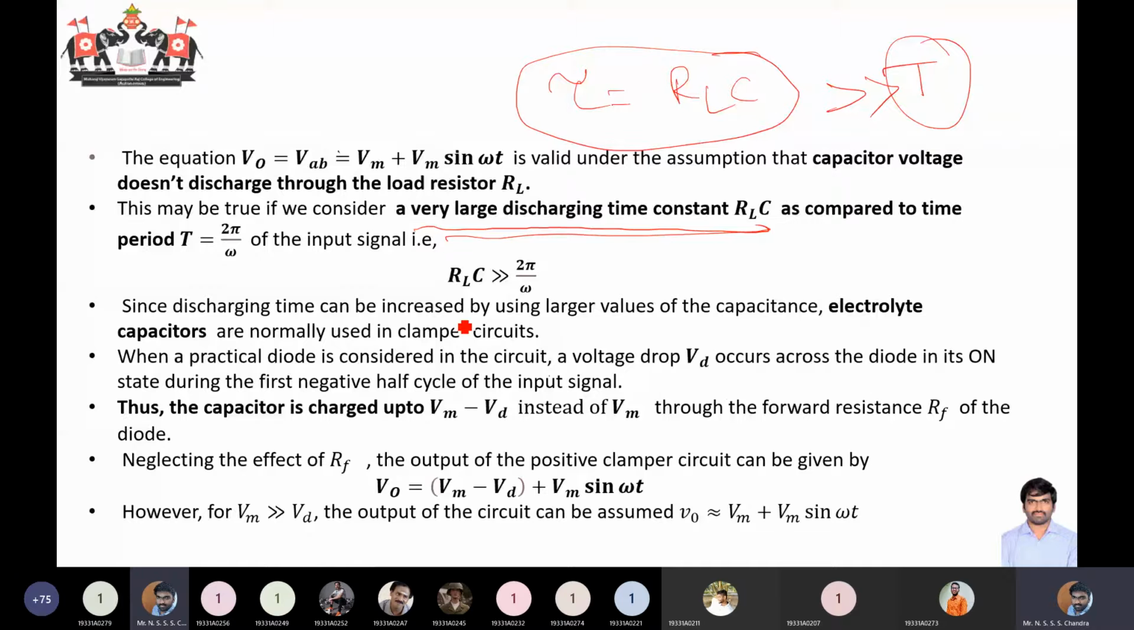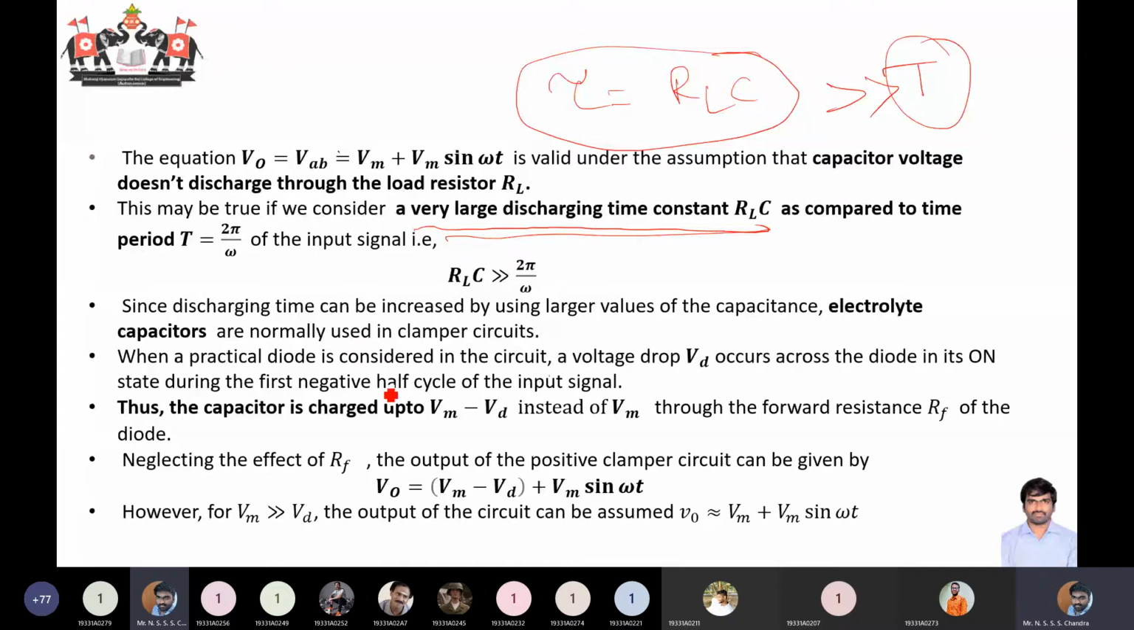But for a practical diode, it should be greater than your cut-in voltage, right? Instead of greater than 0, the condition should be VAB greater than or equal to VD. That condition should be there. That's why wherever you see VM for a practical diode, we will be replacing that VM with VM minus VD.